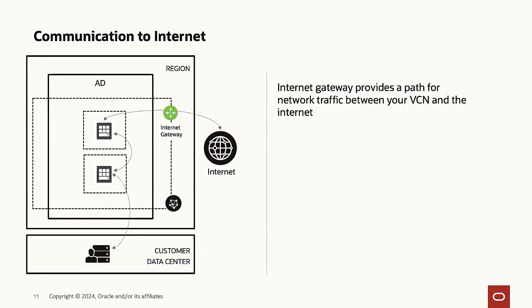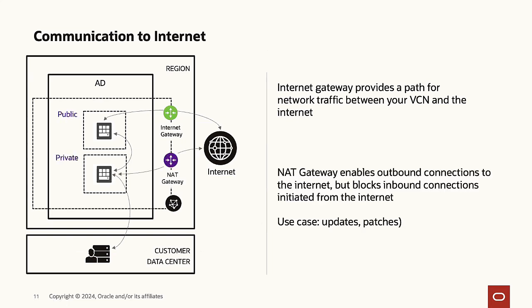First up, we have communication to the internet. We have what's called an internet gateway. The internet gateway is going to provide a path for network traffic between your virtual cloud network and the internet. Next up, we have our NAT gateway. The NAT gateway is going to enable outbound connections to the internet, but it's going to block inbound connections initiated from the internet.